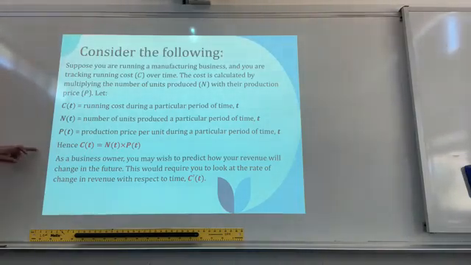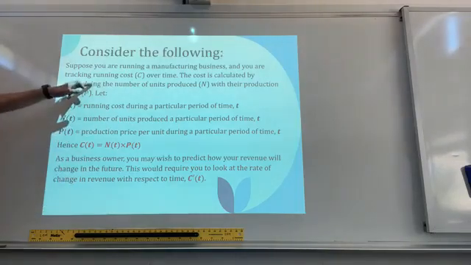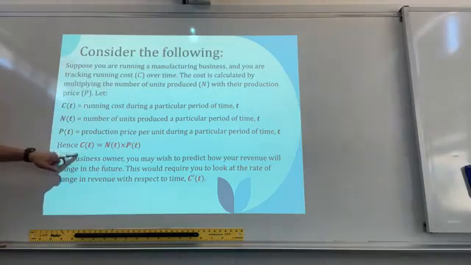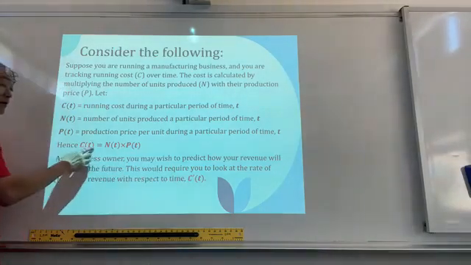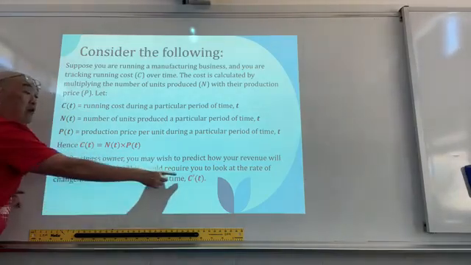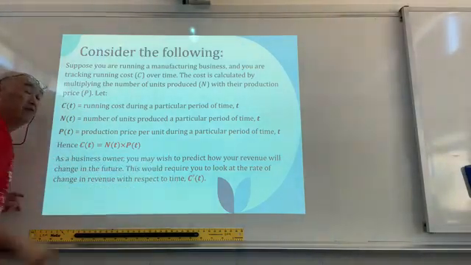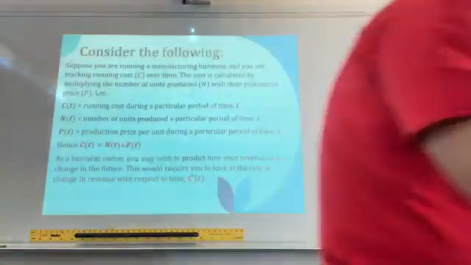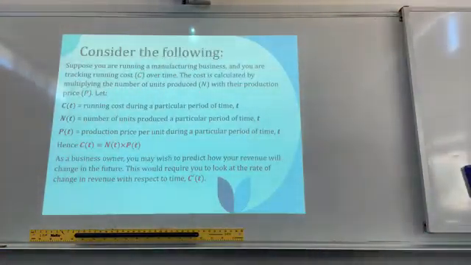Since we know that the cost is N(t) times P(t), multiplying the number of units times the production price, we can use that to look at the rate of change in cost. So you are going to look at how to derive the first derivative of C. That's just an example, just a situation that you need to think about.